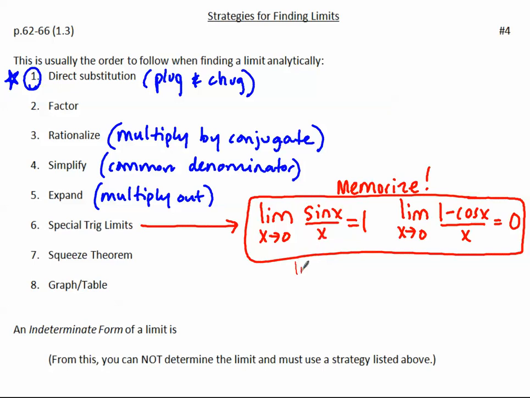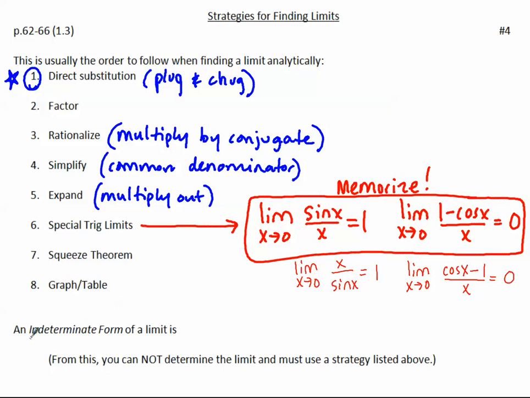Now, the first one could be seen like this. Because of the reciprocal property of 1, we flip this over, we still get 1. Similarly, the second one could be seen like this, the cosine of x minus 1 instead of 1 minus cosine x. That still equals 0 because subtracting it the opposite way is still going to give us 0. So memorize them, be able to recognize them in any of these forms. Squeeze theorem, we'll talk about a little bit later, and a graph or a table is the first thing we looked at. It just usually takes longer to do that method.